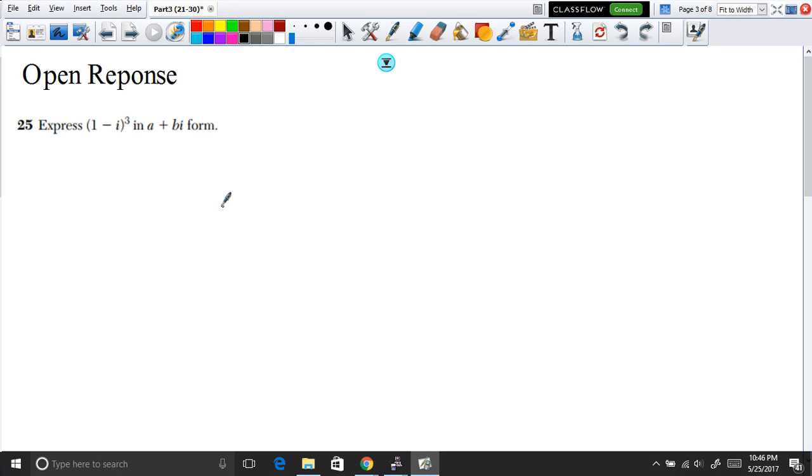All right, so we made it. We are on the open response questions now. So now let's look at our first problem here. It says that we need to express the following. All right, so we got this. Now notice here that 1 minus i to the third is the same as 1 minus i, 3 times.